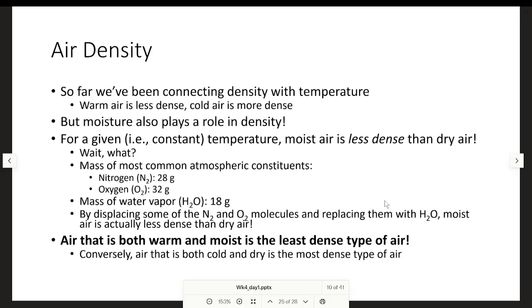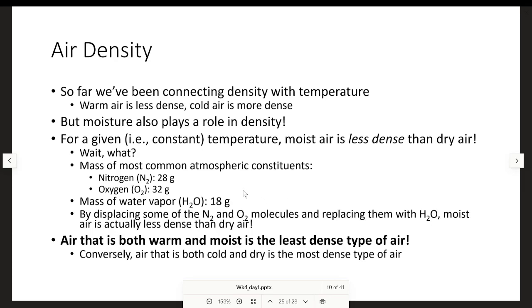So far, we've been connecting density with temperature. Warm air is less dense, cold air is more dense. But moisture also plays a role in density. So, for a constant temperature, is moist air less dense? Moist air is less dense than dry air. Not a question, an answer. Moist air is less dense than dry air. Wait, what? Yeah, it's true.